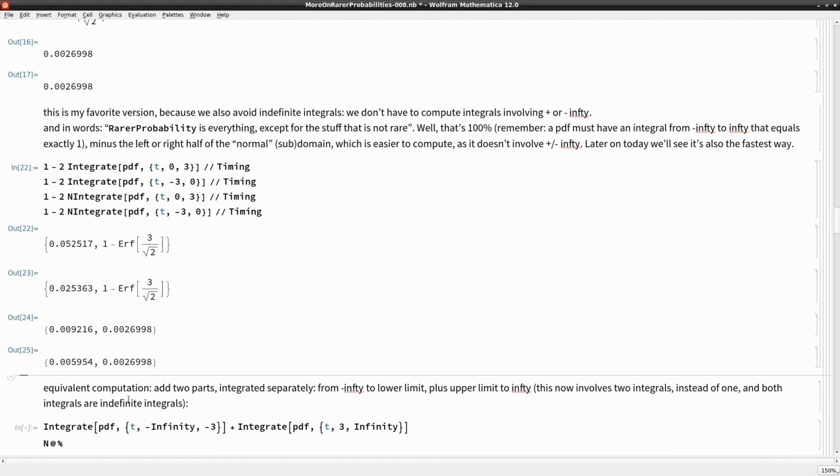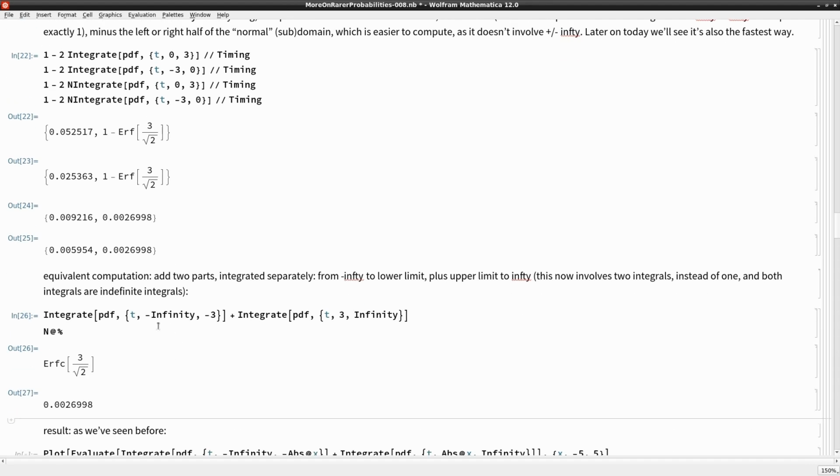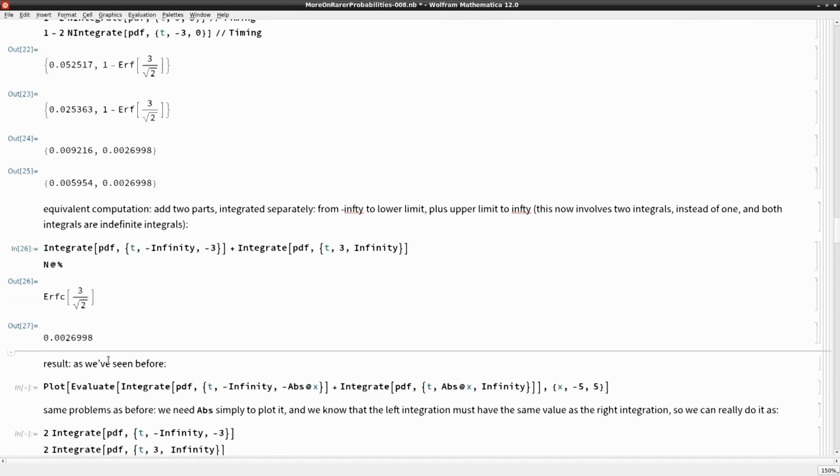So in the second example, I'll show you an equivalent computation. We're adding 2 parts integrated separately from -infinity to the lower limit plus the upper limit to infinity. And this now involves 2 integrals instead of 1, and both integrals are indefinite integrals, right? Not as good, definitely not as good, but it gives us again the correct value from -infinity to -3, and then we're adding the integral from 3 to infinity. Gives us the same result. Again, our numbers that we're already familiar with.